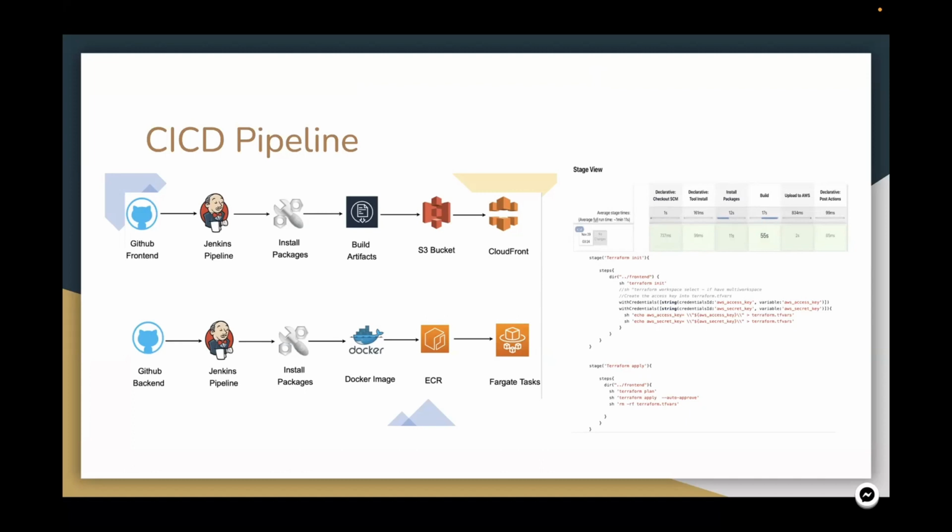We use Terraform as our infrastructure management tool. We also use Jenkins to run front-end and back-end Terraform pipelines. And the remote state file of Terraform is managed by an AWS S3 bucket. Next, please.